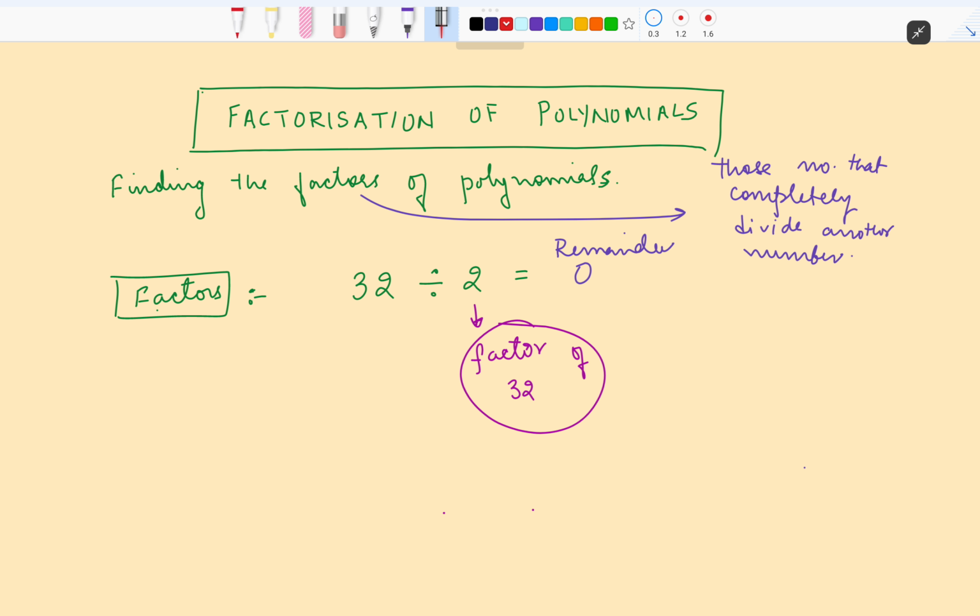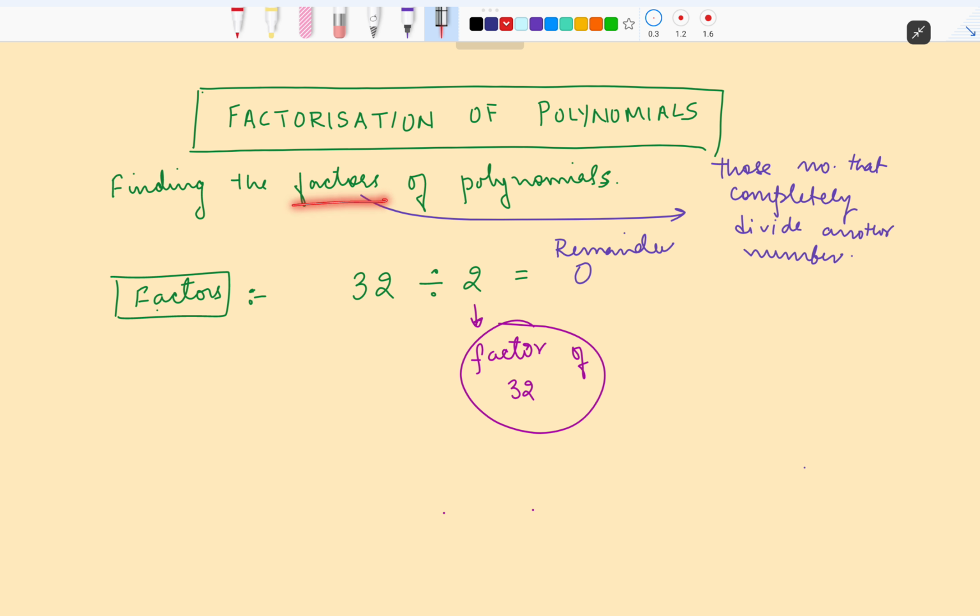Factorization of polynomials. Factorization simply means finding the factors of anything. So factorization of polynomials would be nothing but finding the factors of polynomials, right? What do you mean by polynomials? We have discussed it at length as to what qualifies as polynomials and what not in the first video. Please do check it out. If there are any doubts, I'll leave the link in the description box below.